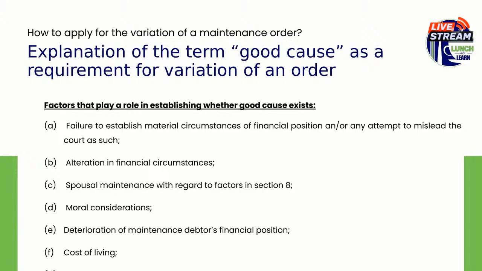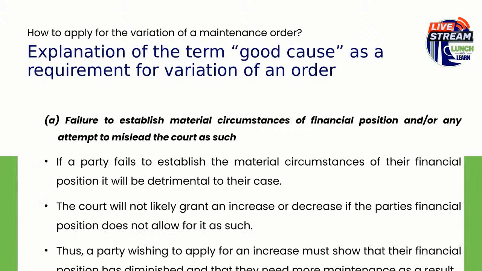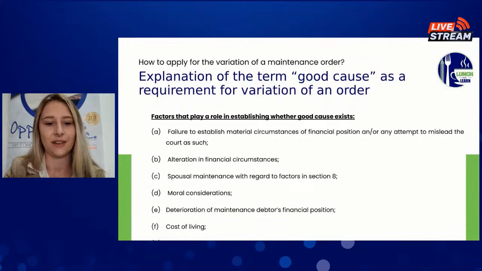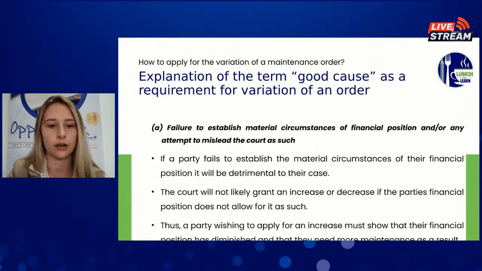So the first one is failure to establish material circumstances of financial position or any attempt to mislead the court. Okay, alteration in financial circumstances, spousal maintenance with regard to factors in Section 8 of the Divorce Act, moral considerations, deterioration of maintenance debtors' financial position and the cost of living. So those are the factors that the court will consider, as well as cohabitation is also a factor that the court will consider.